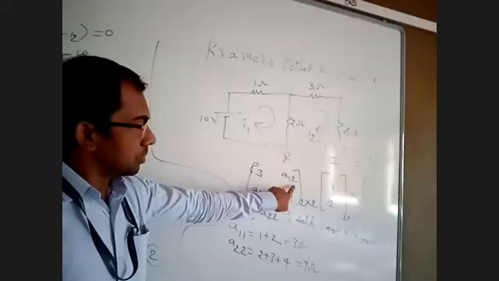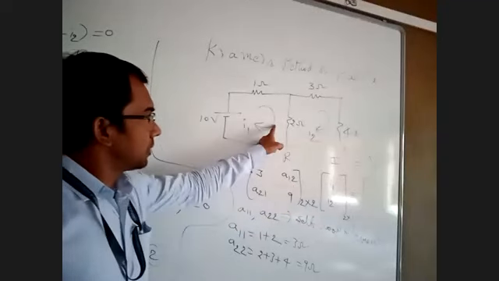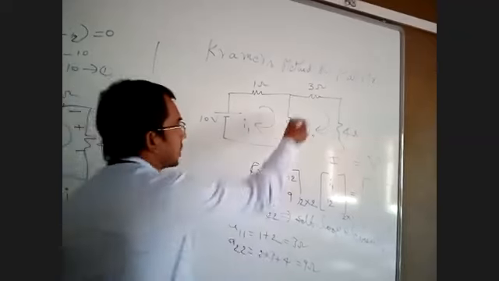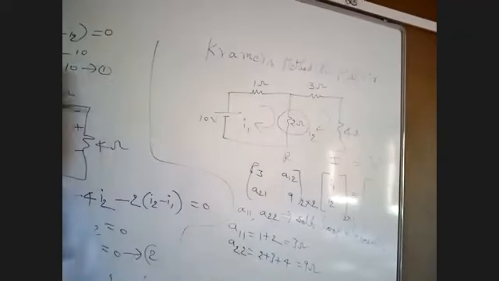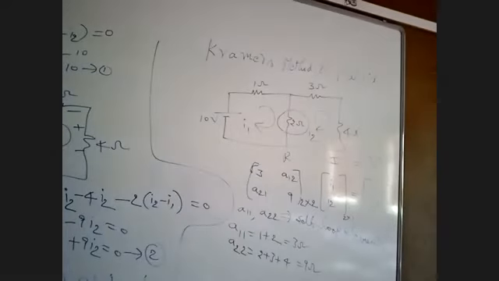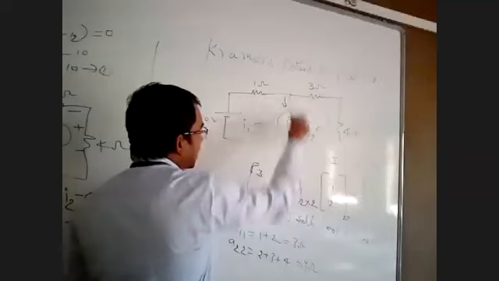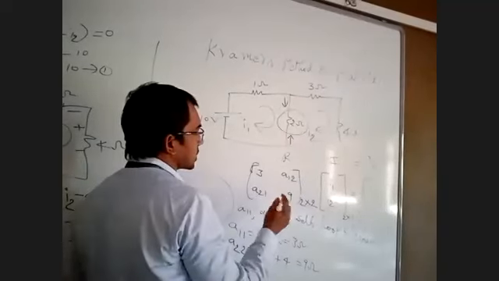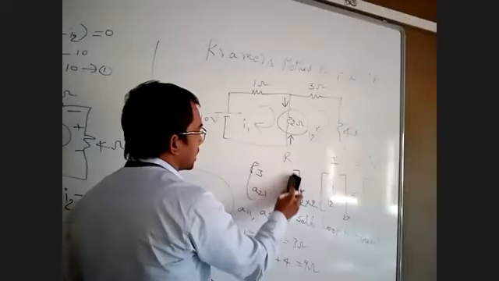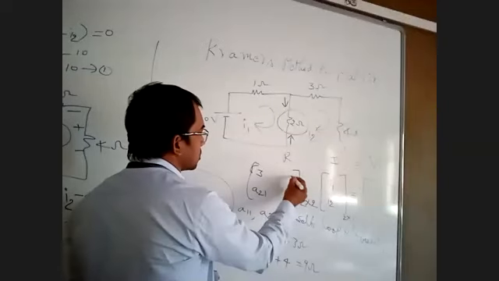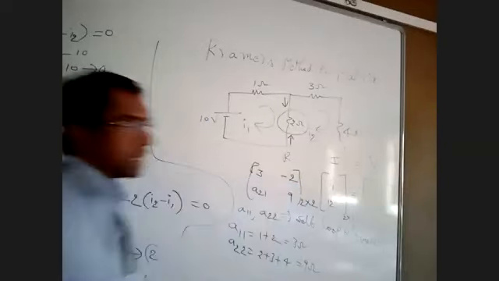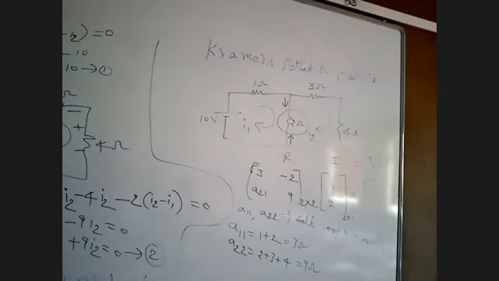Next A12. 1 means first loop, 2 means second loop. Where first loop and second loop, common element is 2. But see here, I1 is in the downward direction, I2 is in the upward direction. Since both are in the opposite direction, here I am putting minus. If both are in the same direction, it will take plus.